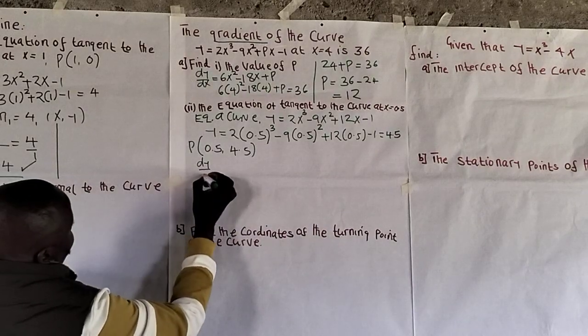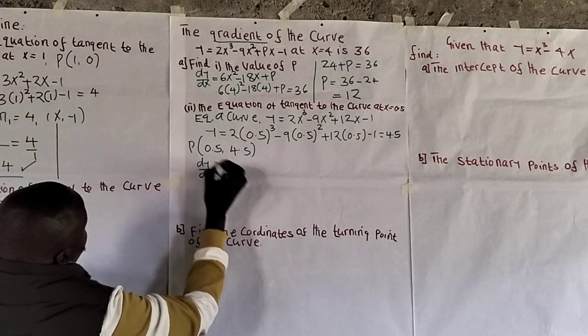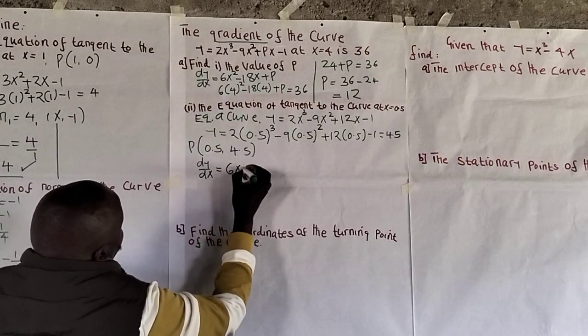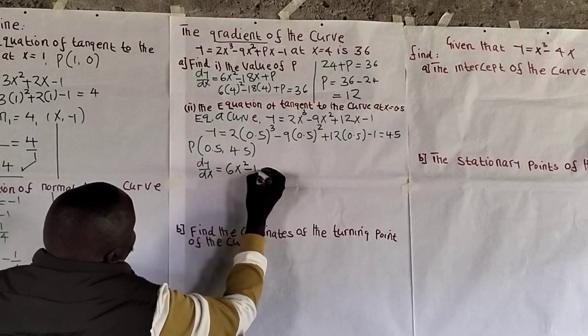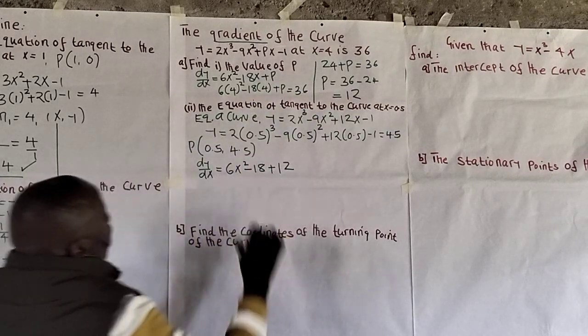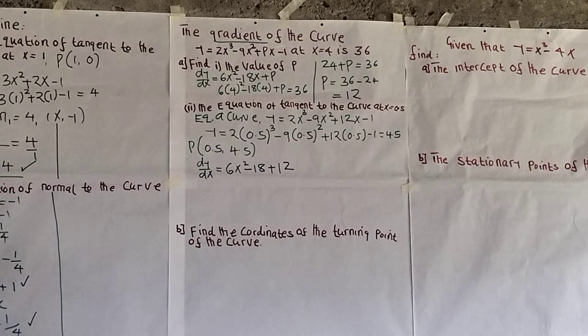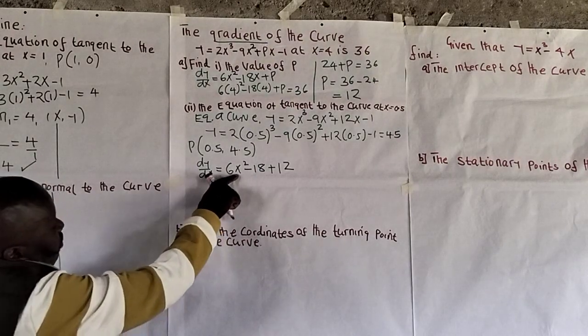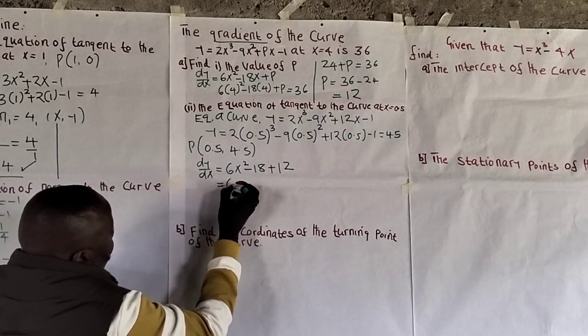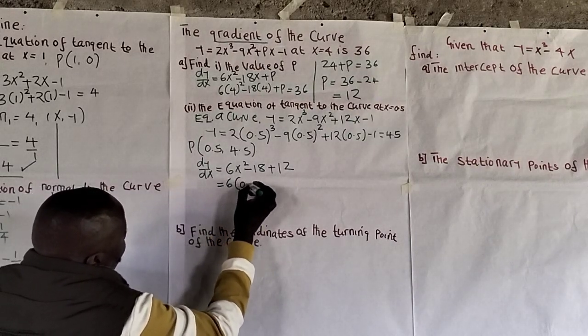So we have dy/dx, which was equivalent to p. This one is 6x squared minus 18x plus the value of p, which is equivalent to 12. So from here we can substitute. Since we have the value of x as 0.5, what is that gradient? We put here 6 into 0.5.